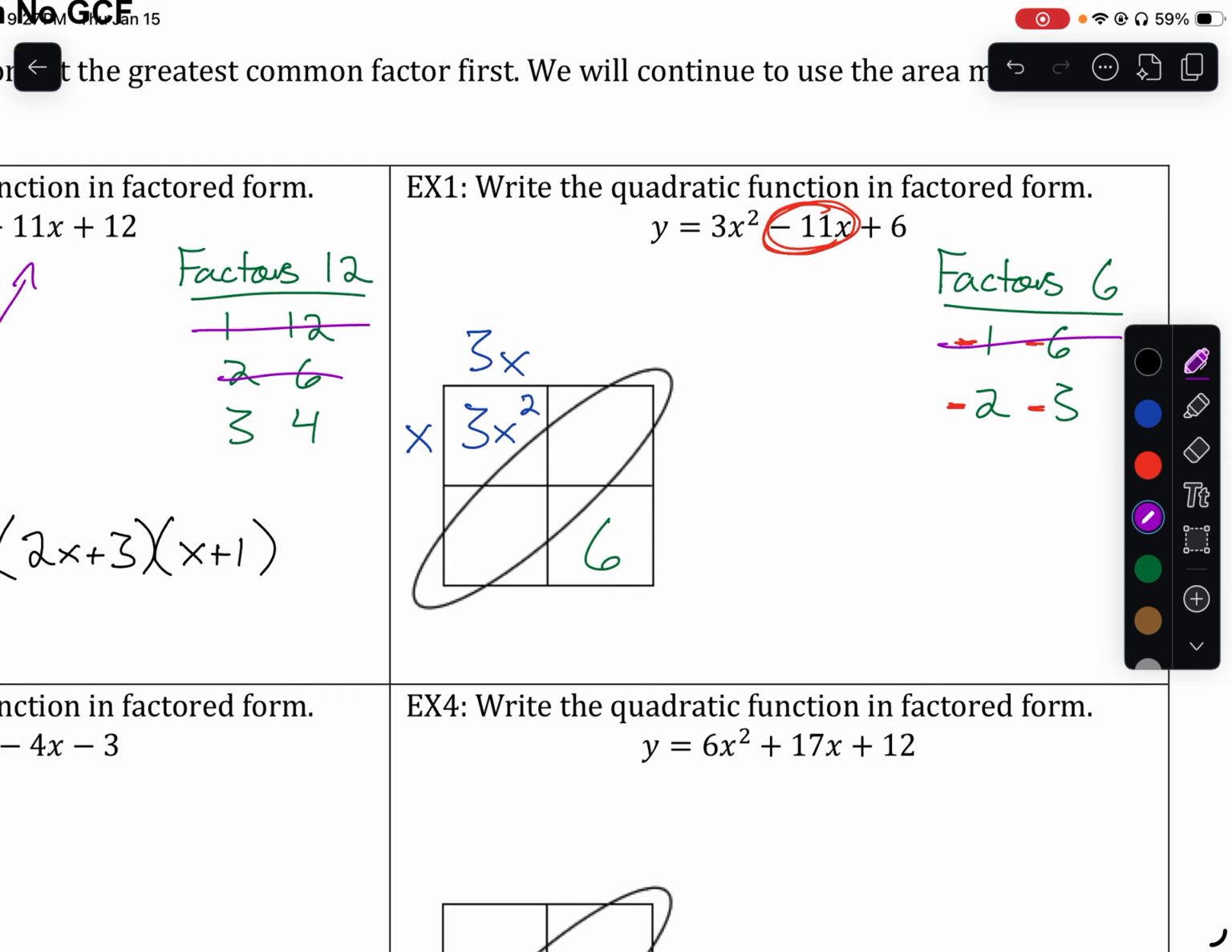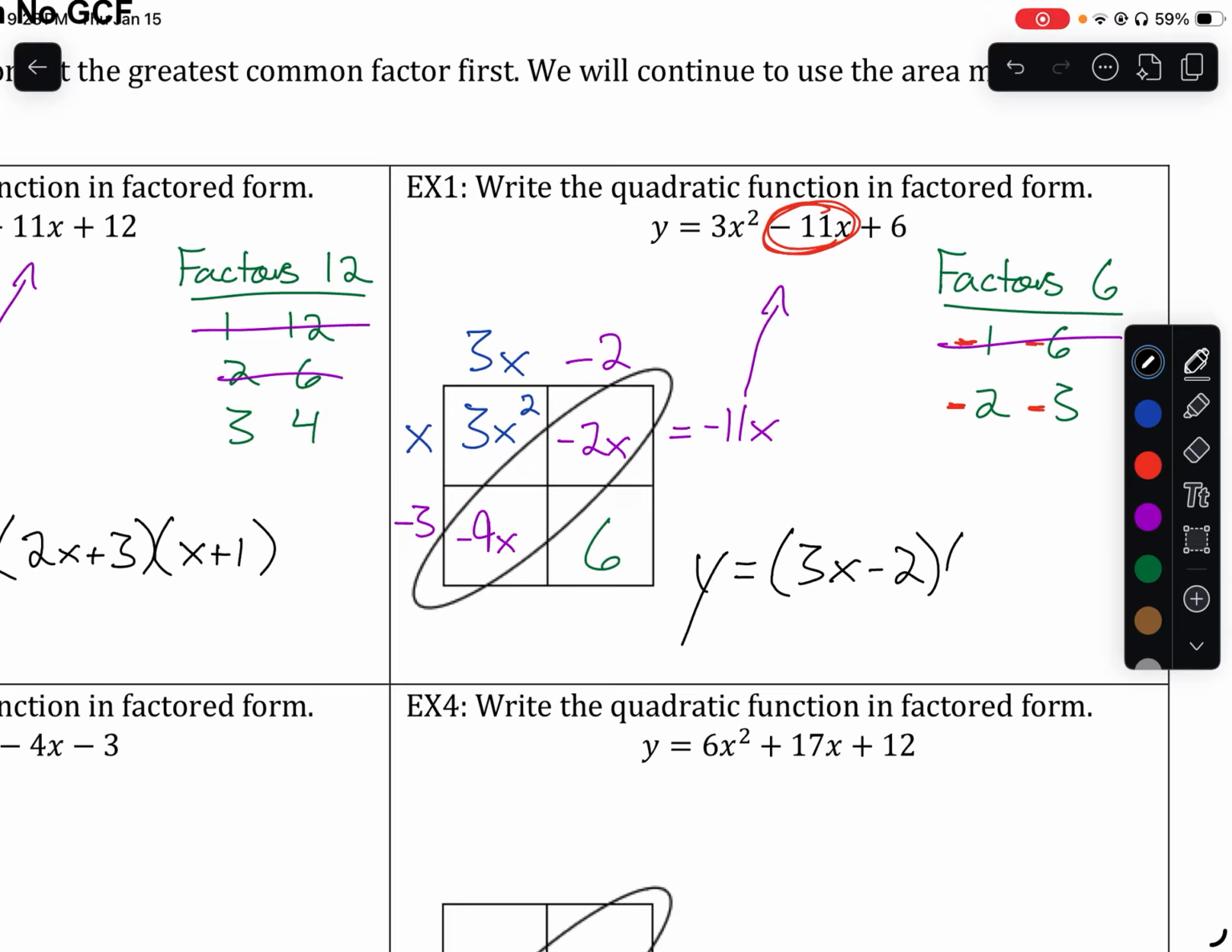2 and 3. Okay, so let's try negative 2 here, negative 3 here. This gives me negative 9x down in this bottom left box. And in the upper right, I have negative 2x. Oh, when I add those together, it gives me that negative 11x. Boom. Amazing. We did find it. So then our factored form is y is equal to 3x minus 2 and x minus 3.